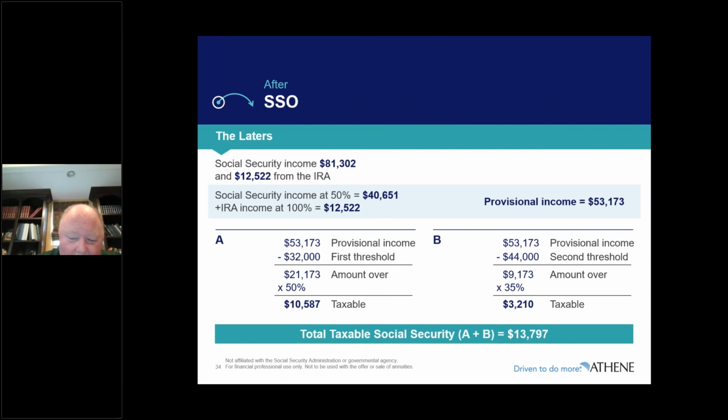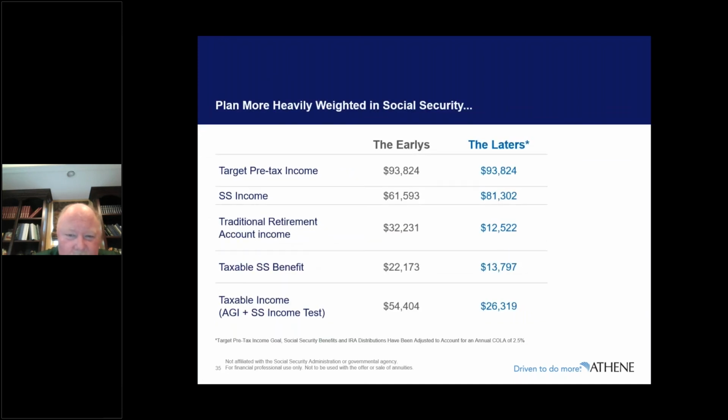Now what happens is the total taxable income, I should say, again, it's 100% of the earned, unearned, tax-free dividend income, which we're assuming this distribution from the IRA to close the gap is all coming from a qualified account. So that's $32,231 plus the $22,173. Here's the taxable income for the earlies out of $93,824. For the laters, we've got a $12,522 fully taxable IRA distribution, and only $13,797 in taxable Social Security. So the actual taxable income is $26,319.